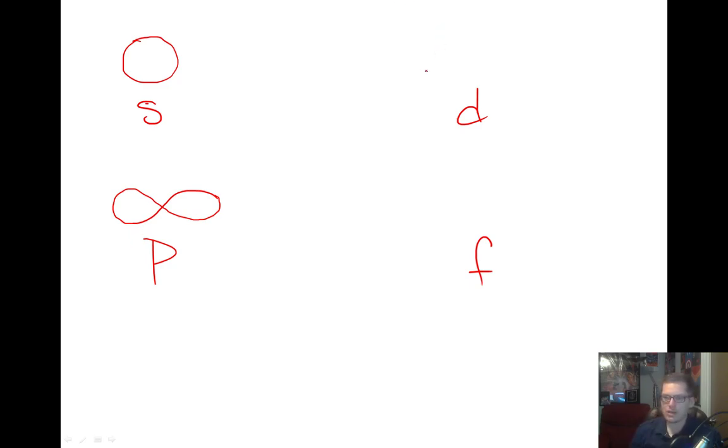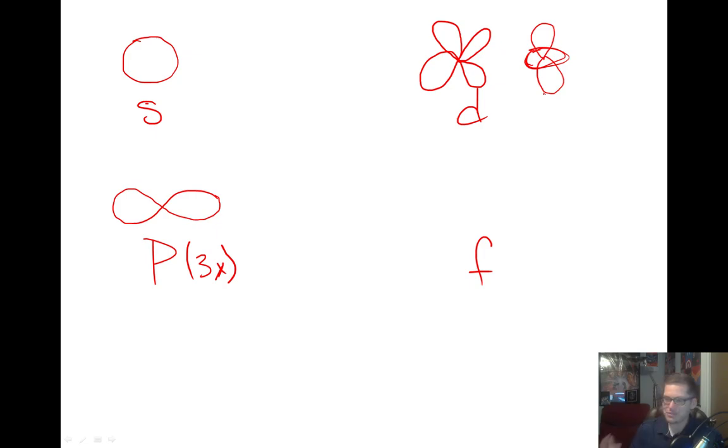With d orbitals, they were the cloverleaf shape, right? They were kind of like this, and then also like this, and you'd have 4 of those, and then one more that was the funky donut one. So you had the ring, and then the p orbital going through it. And then the f's were all sorts of weird things. We had 5 d's, and then we had 7 f's.